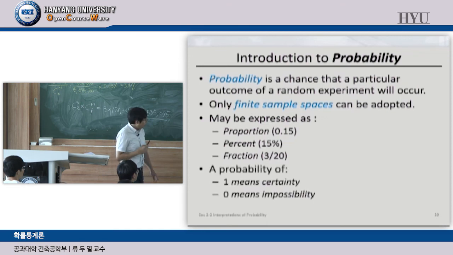And also, a probability of 1 indicates certainty. And also, a probability of 0 indicates impossibility. 확률이 1이면은 100%라는 거고 0이면은 전혀 일어날 일이 없다는 얘기죠. 그 얘기입니다.